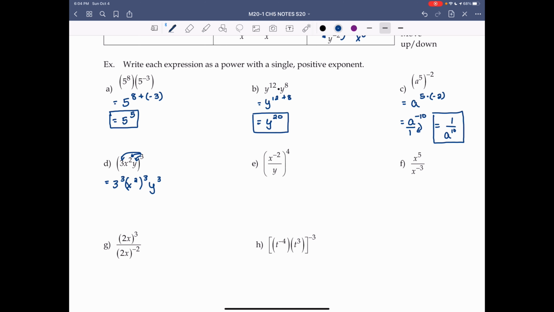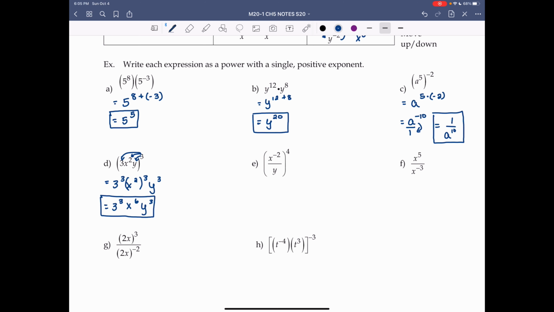Then I have a power of a power with the x. I get 3 to the 3, x to the power of 2 to the power of 3. That's power of a power, which tells us to multiply the exponents. We get x to the power of 6, and then y to the power of 3. And I could evaluate the 3 to the power of 3, but the question doesn't say that I have to evaluate, so I can also leave it as 3 to the power of 3.